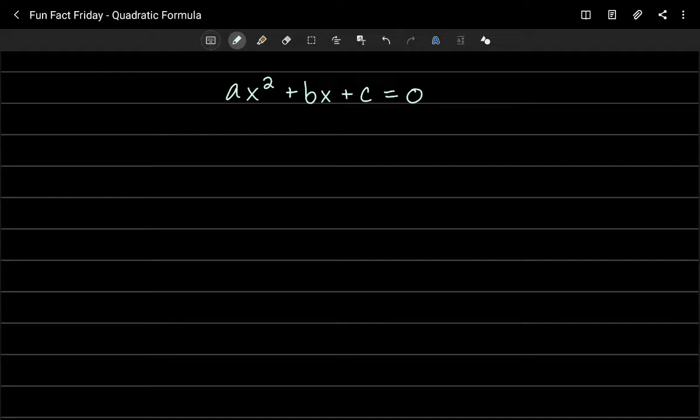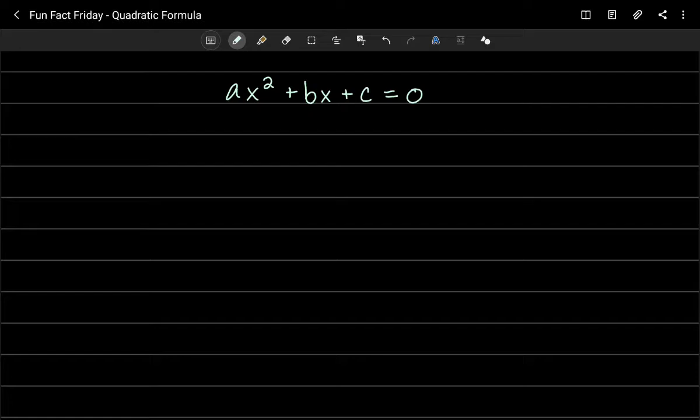But what I want to do is show you where the quadratic formula comes from. Basically, it's just completing the square and then solving for x. So let me show you how that works. I have here a quadratic equation, ax squared plus bx plus c equals 0, and we want to solve for x by completing the square.